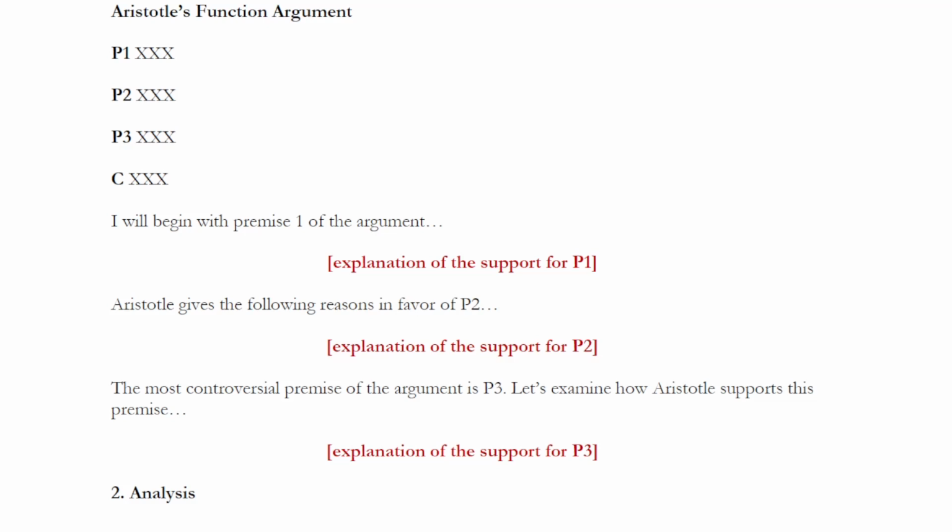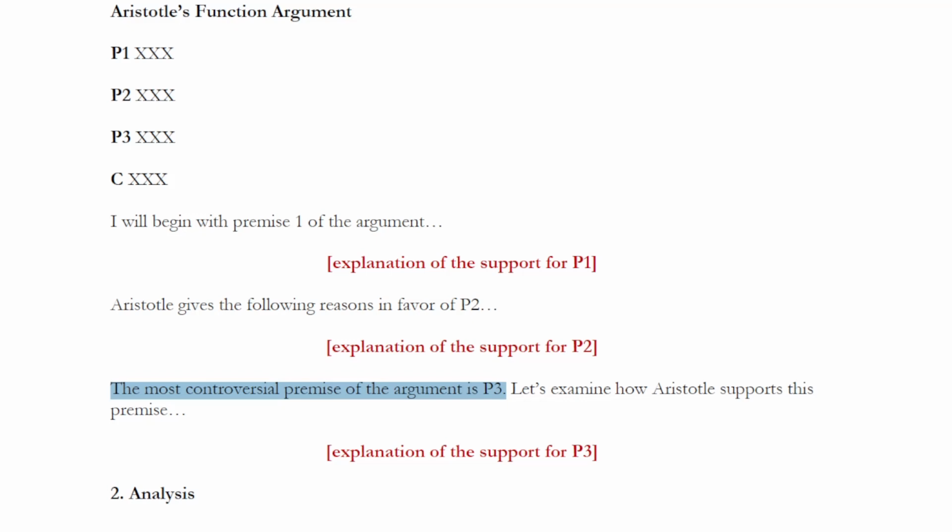When providing these explanations, you want to explain your points in as much detail as possible, in a way that shows a close reading of the text and which would allow someone who is not already familiar with the reading to understand the argument being made. You will notice that when introducing my explanation of premise 3, I state that this is the most controversial premise. This means that P3 is the premise most likely to cause disagreement.